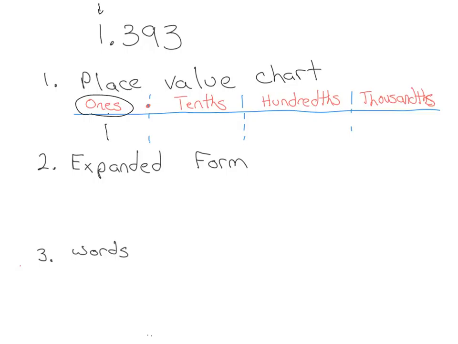How many tenths do I have? Well, the number after the decimal place is the tenths. We have 3 here. The number after the tenths is the hundredths, so I've got 9 of those. And the number after the hundredths place is our thousandths place. We have 3. So this is what we call a place value chart. So we could actually rewrite this number using a place value chart.